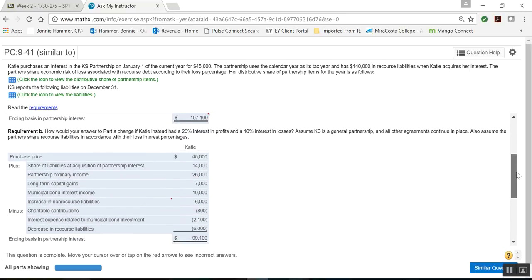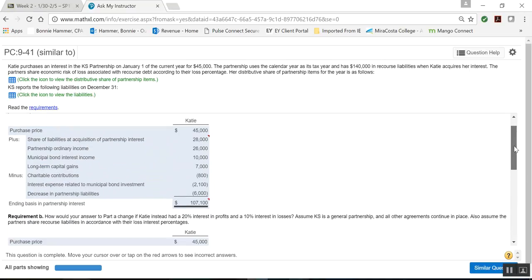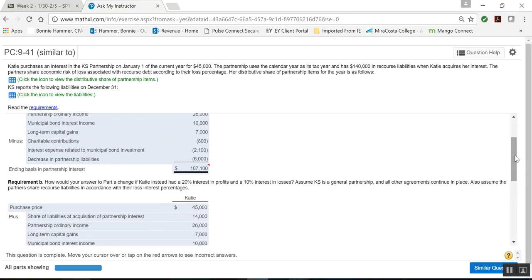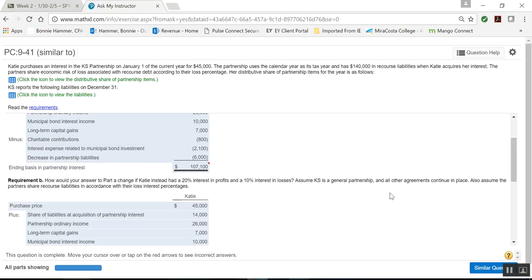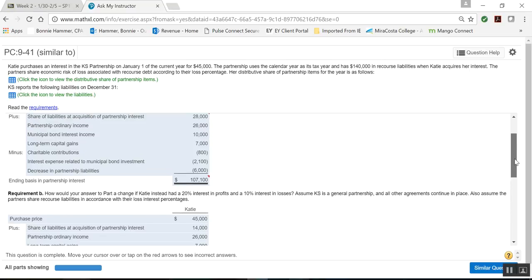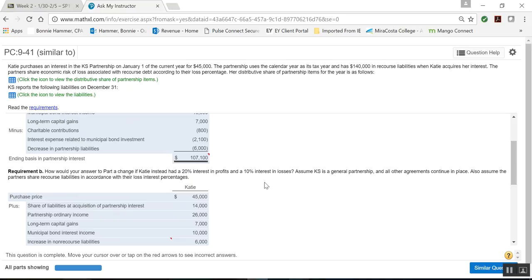Those don't change. The only thing that's going to change is her share of liabilities at acquisition of the interest. So the liabilities are still 140,000, but now requirement B tells us to assume that partners share recourse liabilities in accordance with their loss interest percentages. And since her loss interest percentage is 10%, now she only gets basis equal to 140,000 times 10% in those recourse liabilities. So 10% of 140 is 14,000. So I had to change that to 14,000.